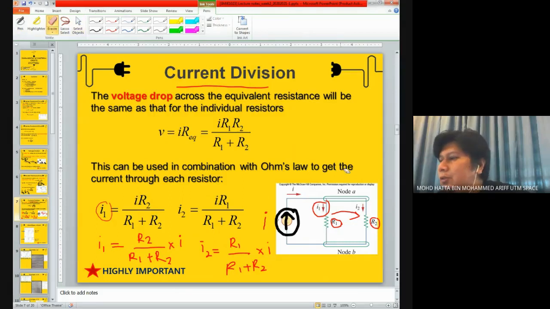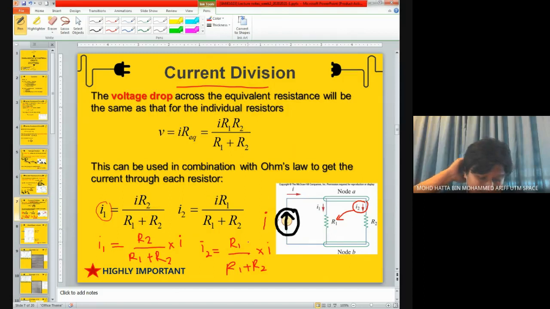If you try to calculate I2, you need to look at R1 as the numerator. The denominator is the terms at the bottom. You need to look at R1 and consider R1 as your numerator, and for your denominator is the summation of R1 plus R2. That's how I remember the formula of current division.